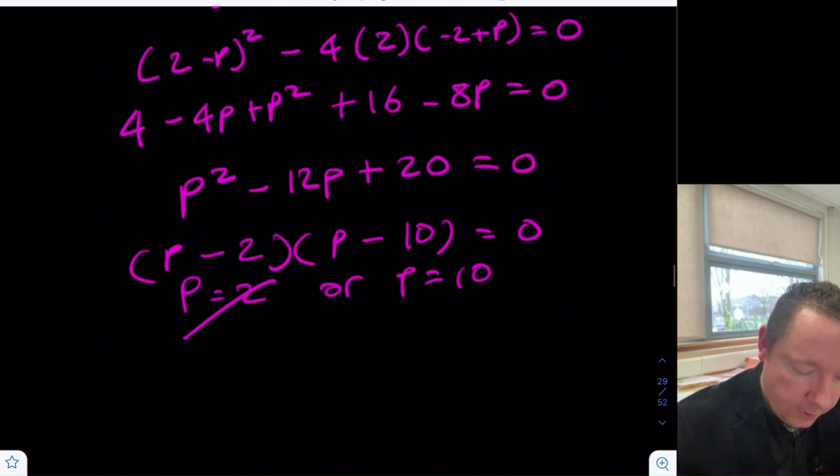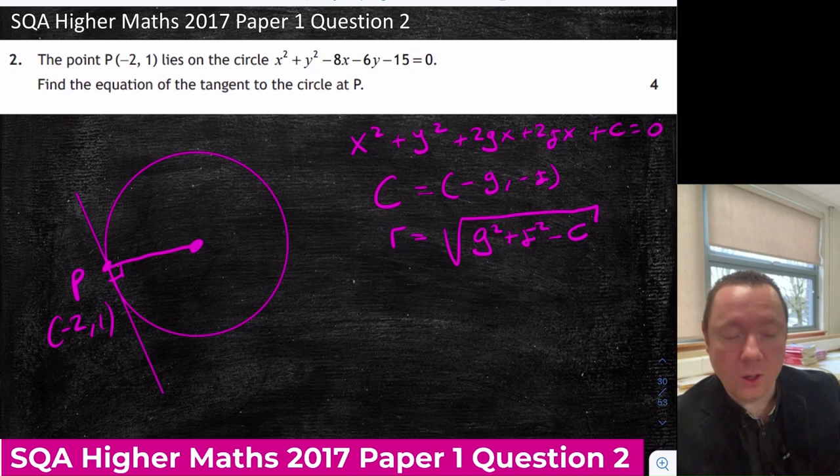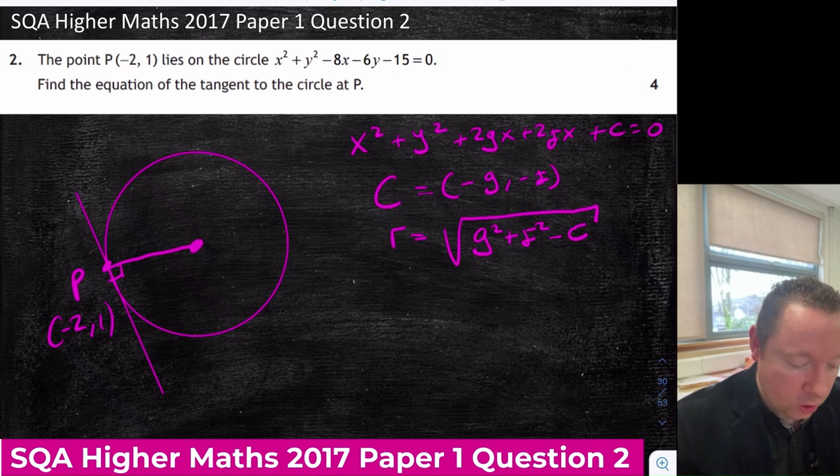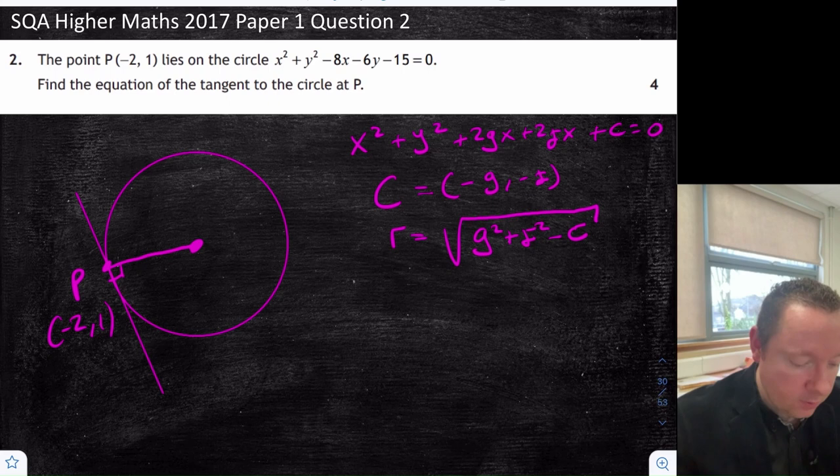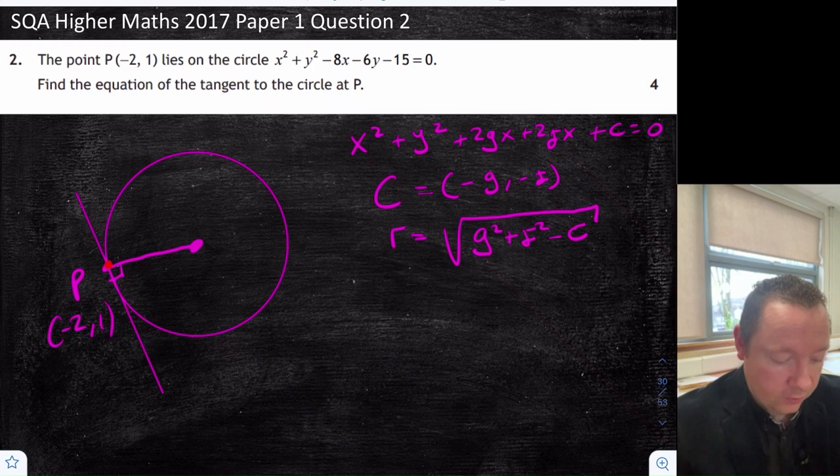SQA Higher Maths 2017 paper 1 question 2. This point P lies on this circle. Find the equation of the tangent at P. So I've already drawn a picture. P could be going about here, (-2, 1). And a tangent makes a radius at right angles. So if I knew the centre, then I could find the gradient of the radius and use perpendicular gradients. And then y minus b equals m(x minus a).